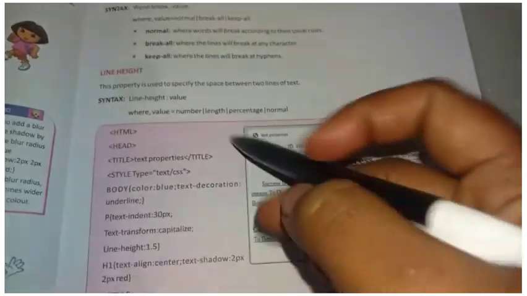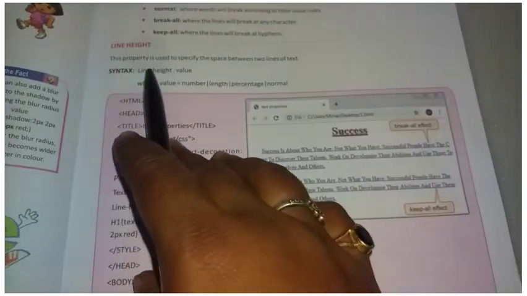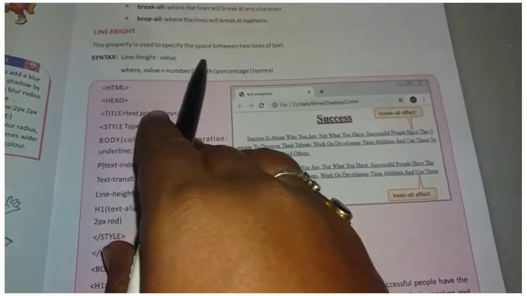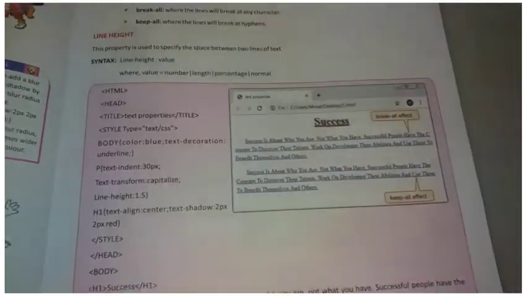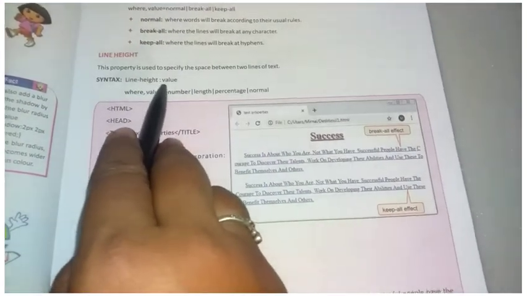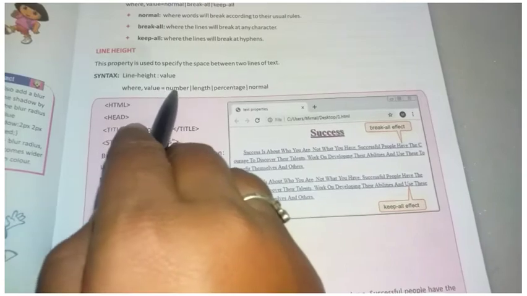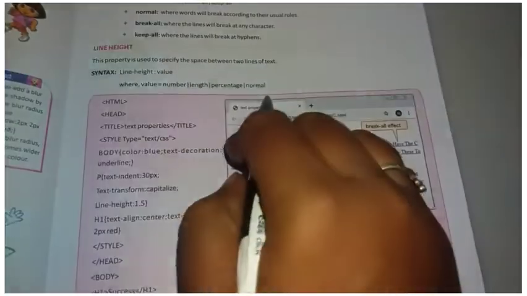Now let's see this program after this, the line height property. Line height is used to specify the space between two lines of text. The line height value can be a number, length, percentage or normal.